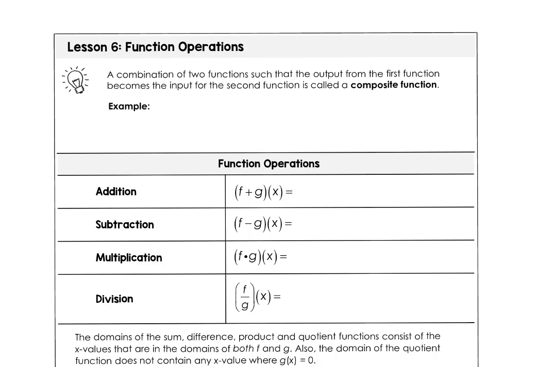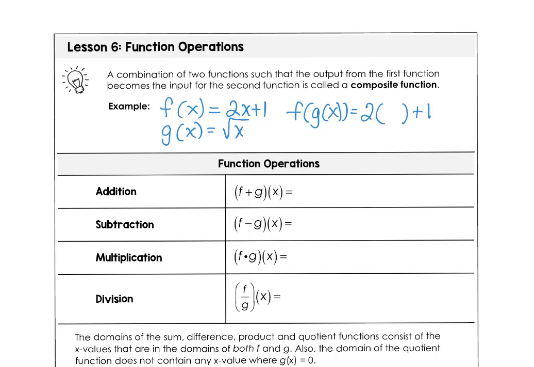Here's an example. If f of x is 2x plus 1 and g of x is the square root of x, then the composition would be f of g of x, where we take the f function, which is 2x plus 1, and we substitute the g function in its place, which is the square root of x. So we took out this x and substituted in the function g of x in its place. This is known as a composition function.